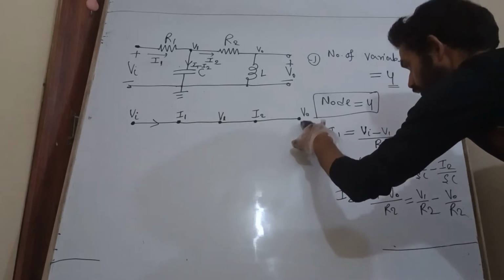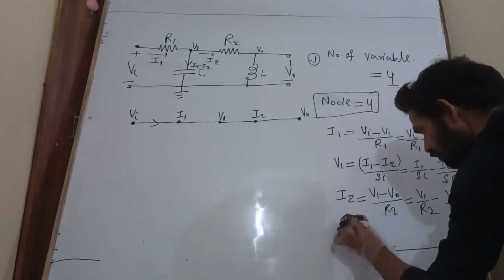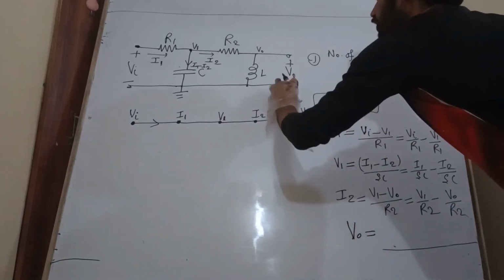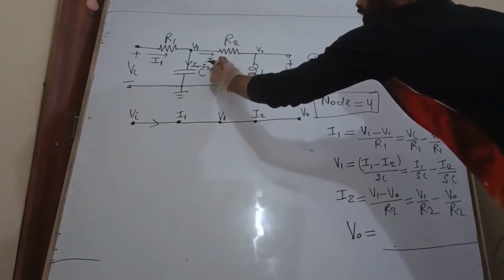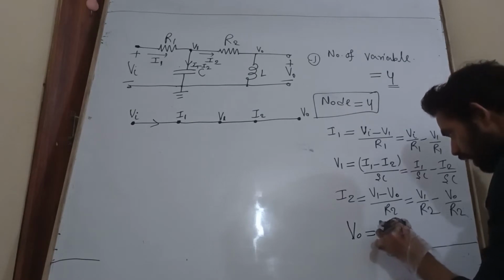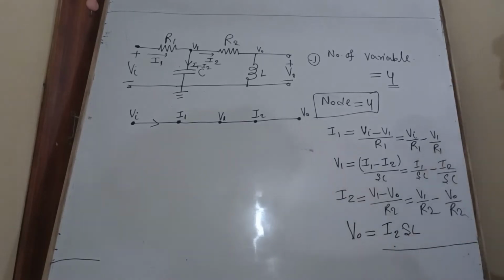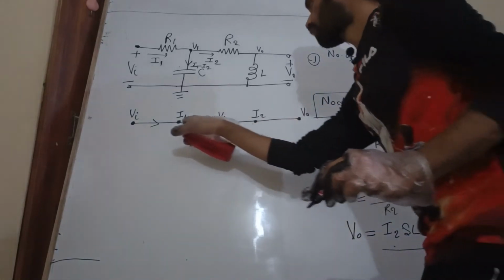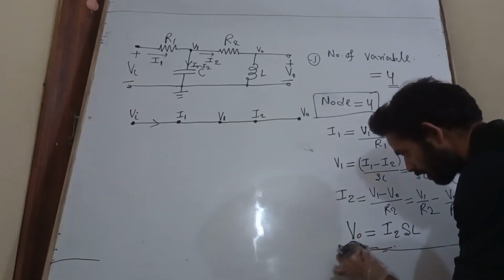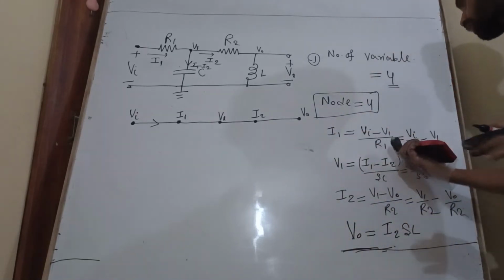And next is what? V0. See here, V0 is equal to what? V0 is equal to I into R. I is what? Current I2. So this is nothing but I into R. I2 into R is what? SL. Okay. So these are my four node equations. I have written here four node equations. Now we are going to fill this.